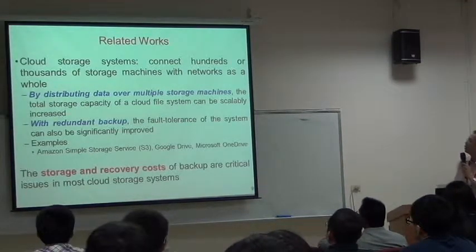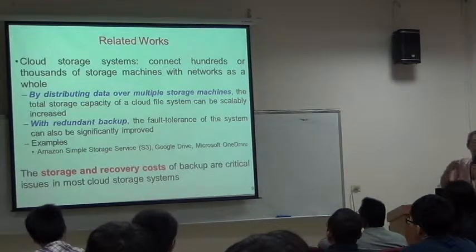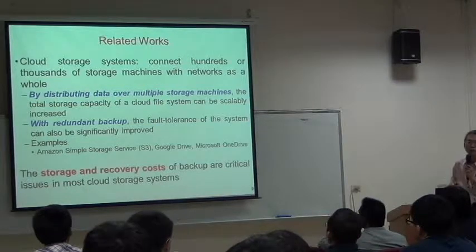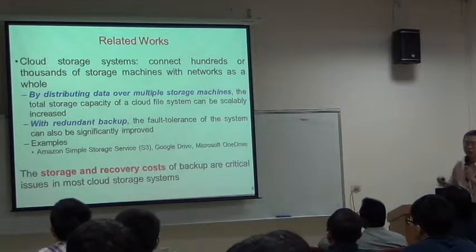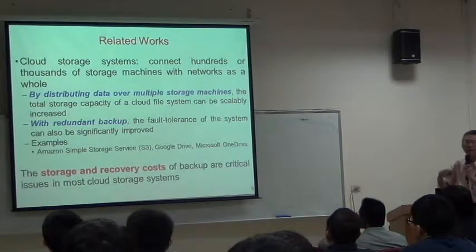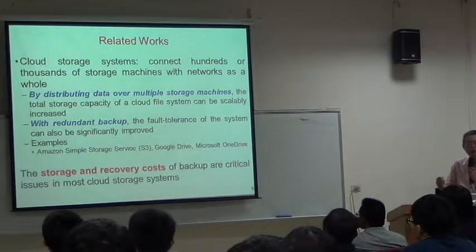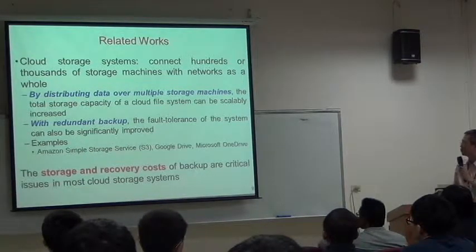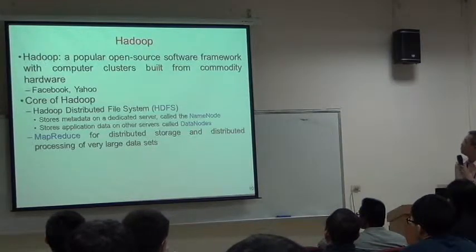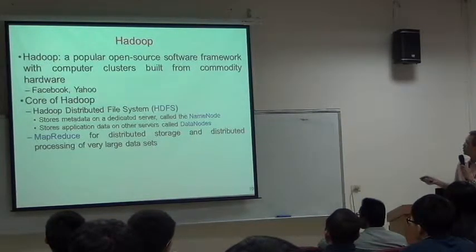This is the related work. This part has already been introduced by Dr. Wei, so I skip this. The main parts are the storage cost and the recovery cost. The recovery cost is like network traffic. There are many big issues in cloud storage, but they are not the focus of our research. In Hadoop, usually there is one name node and many data nodes.